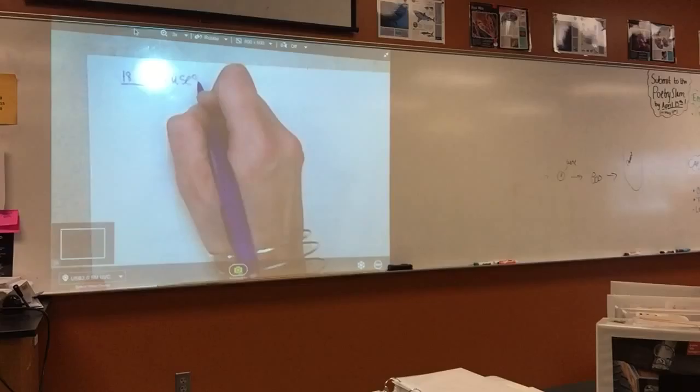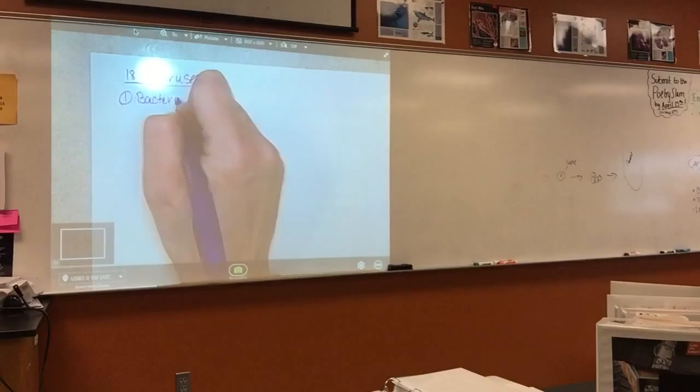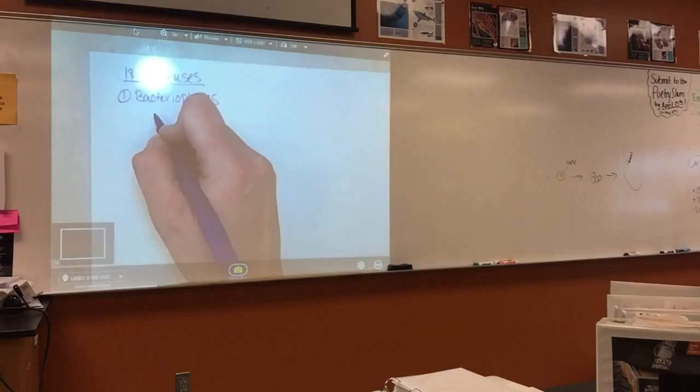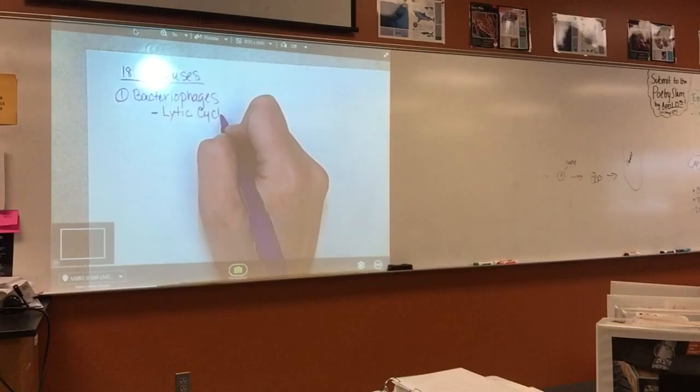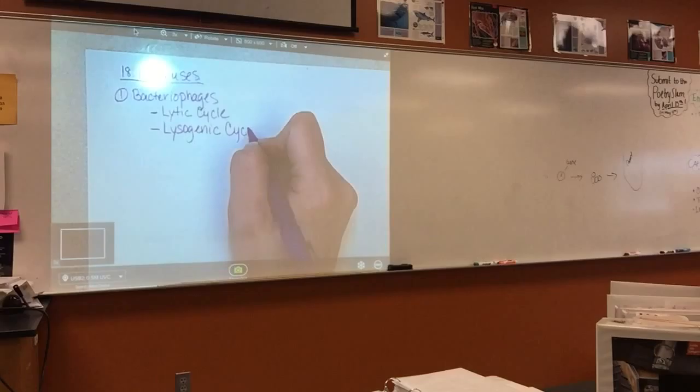Okay, so let's review. Remember there were different kinds of viruses. There were viruses that infect bacteria, and those were the bacteriophages. If you remember, bacteriophages go through two cycles. They can reproduce by the lytic cycle. Some do just the lytic cycle, and some do the lytic cycle in conjunction with the lysogenic cycle. So let's review that here, using this figure.